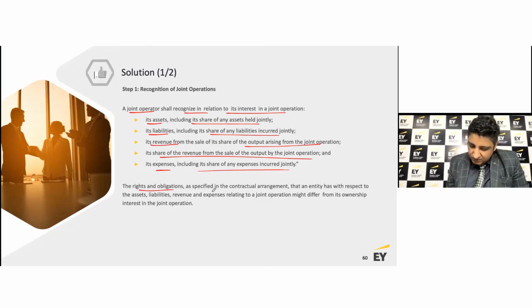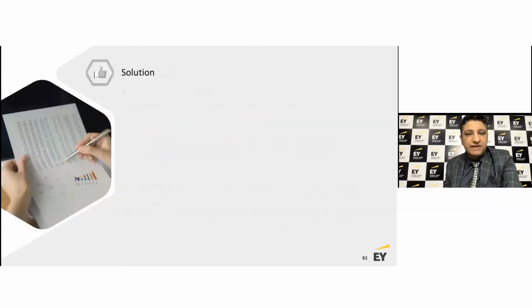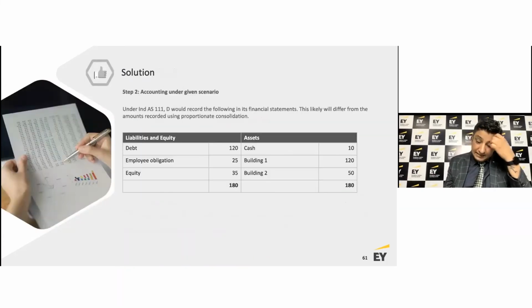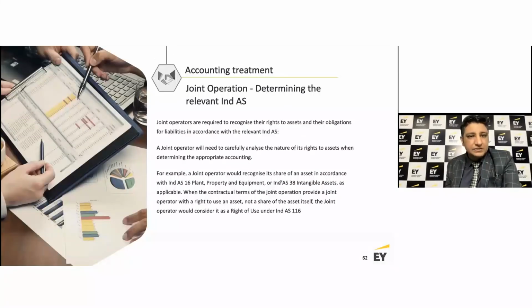As we said, the rights and obligations, etc., may differ from the ownership interest. The ownership interest is 50%. Building 1 is 100%. Debt is 100%. Others are 50%. You bring everything from that perspective, and accordingly, your accounting would reflect that aspect also. The entire debt of 120 and building number 1 would both come totally in the books of D. Cash, the other building, employee benefits, and of course the equity part would come only to the extent of 50% in the books of the company. All right, that's how you start bringing this perspective.